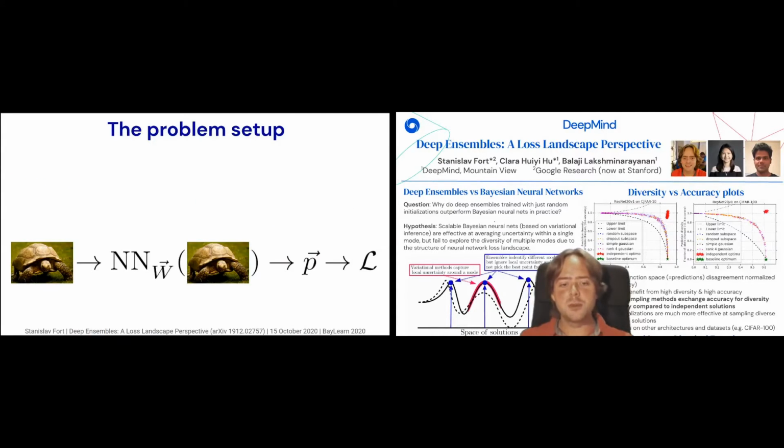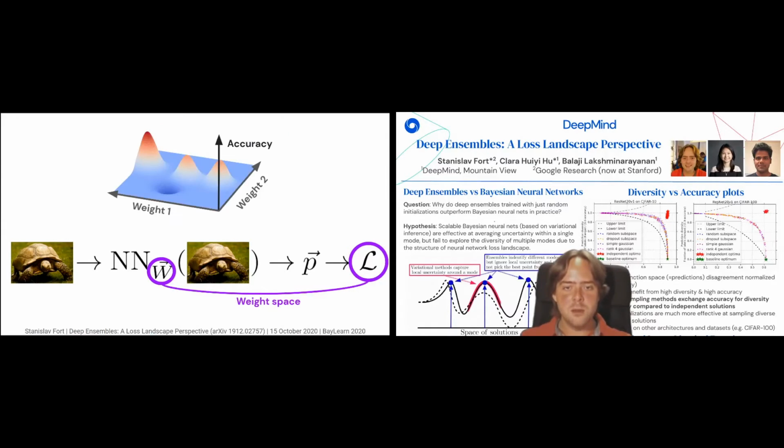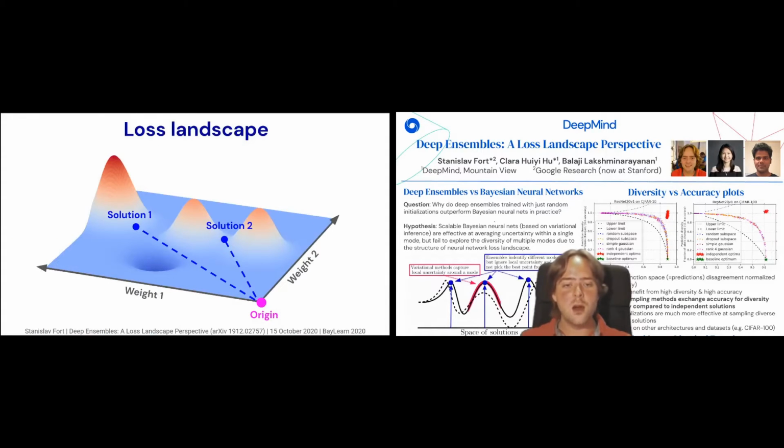We're mapping an image, in this particular case a cute tortoise, using a neural network parameterized by a high-dimensional vector of parameters W into a probability vector P that later gets mapped into a scalar valued loss L. The connection between the weight vector W and the scalar valued loss L is called the weight space. We can imagine the loss landscape as a high-dimensional landscape of hills and valleys in which gradient descent is looking for the deepest valley or the highest hill.